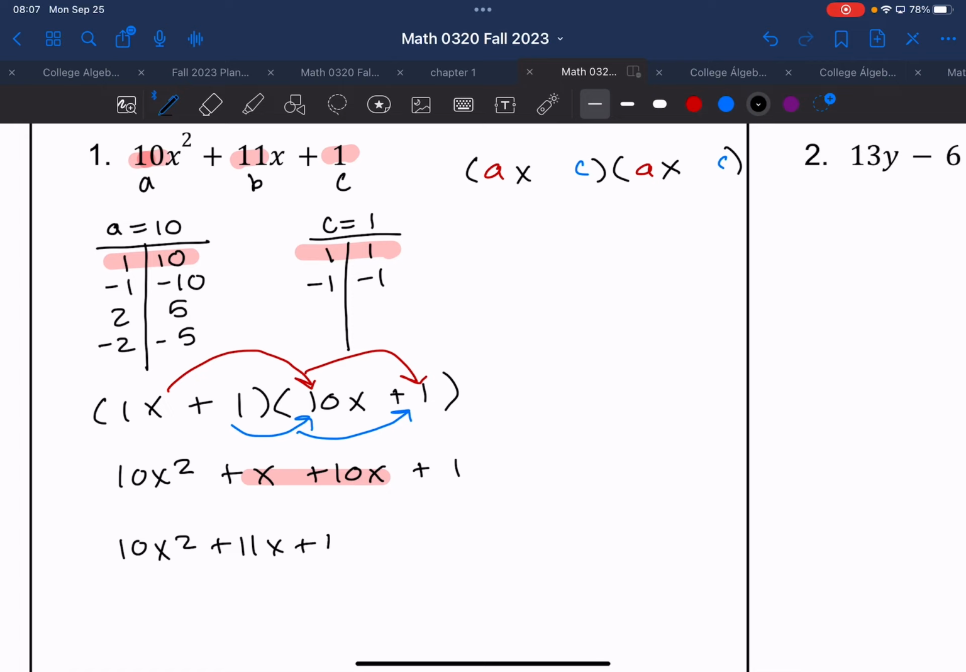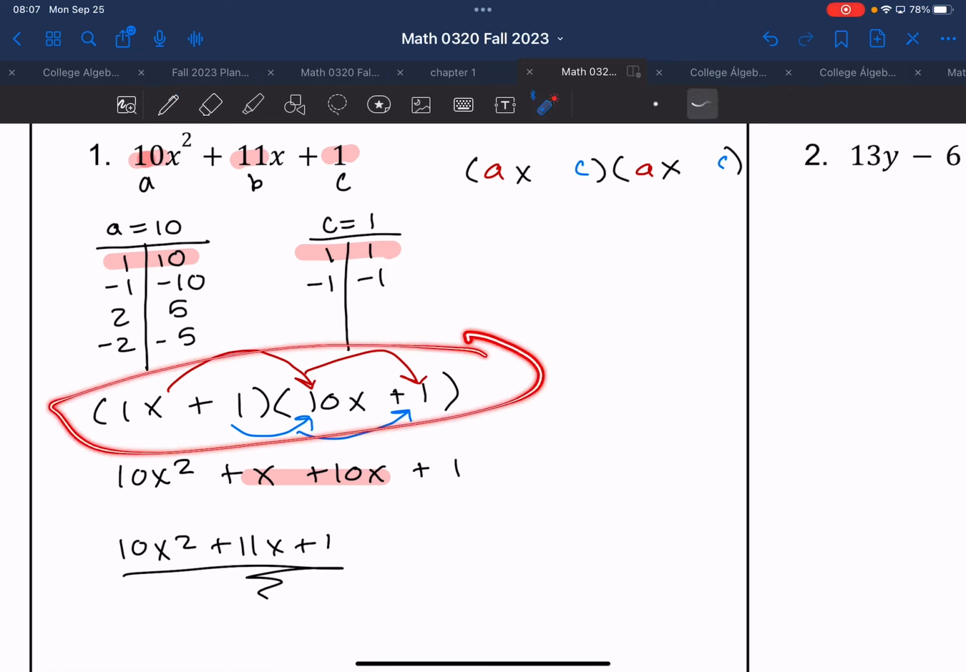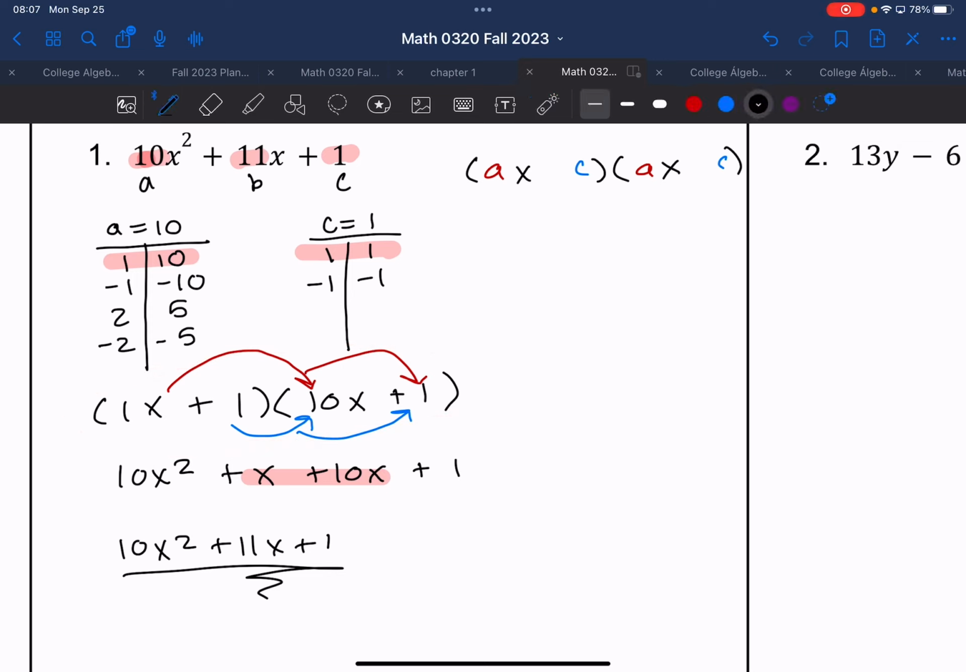Does that match our answer? Yes, so we got lucky. Our first one we chose worked out. So that means our answer to this problem is what we got right here: x plus 1, parentheses, 10x plus 1. So I'm just going to rewrite that so I can circle it.